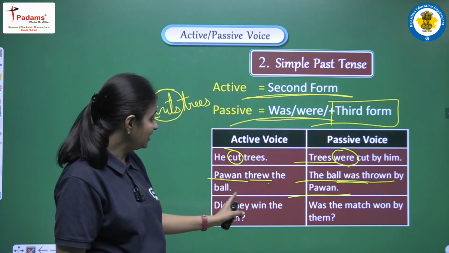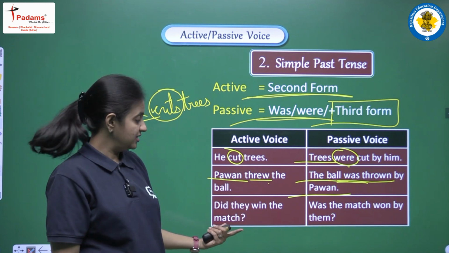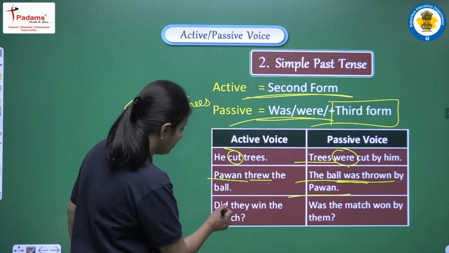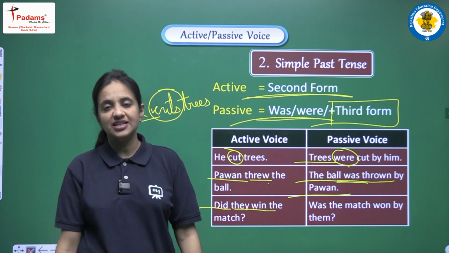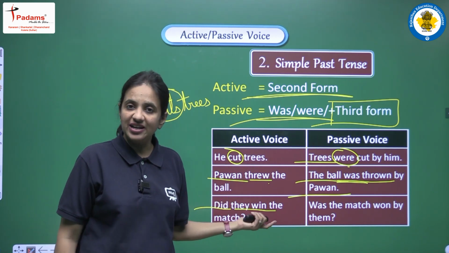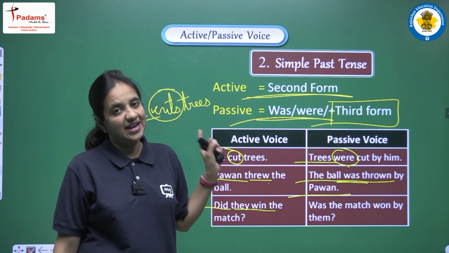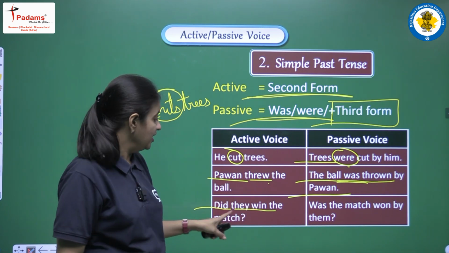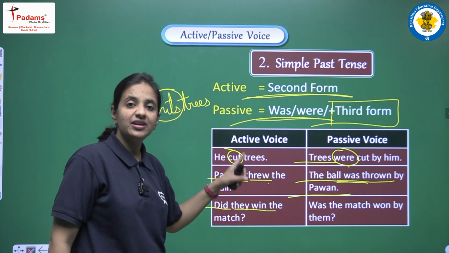Next is: did they win the match? So this is an interrogative sentence. Now we are having did plus first form. So it is clear that this is past simple tense because did is the helping verb that is used in past simple tense, right? Now we have an interrogative sentence in active voice.